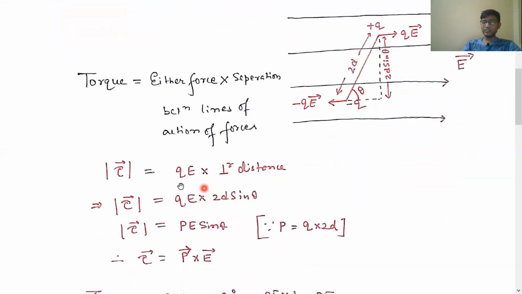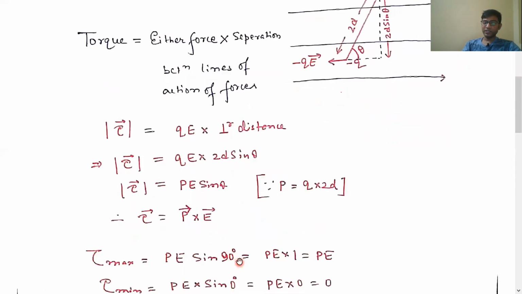So putting in qE as the force, and the perpendicular distance as 2d sine theta, on multiplication we will get pE sine theta, because p is equal to q into 2d. So on arrangement we got pE sine theta. Now this pE sine theta can be written as p cross E, so it is a cross product. So torque is equal to p cross E.